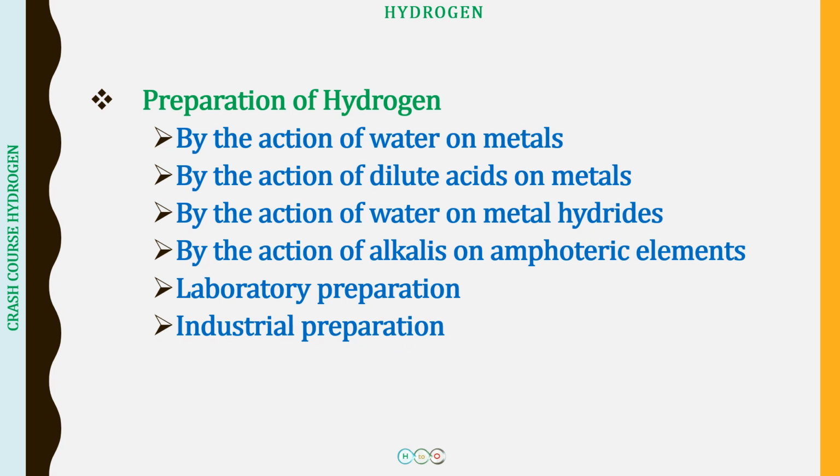Next we have the industrial preparation. Here some important reactions are the Bosch process, where we produce hydrogen from coal gasification, then from hydrocarbons. This is a very important reaction as far as your examination is concerned. And then there is the electrolysis of water that we have to learn. So all the reactions under these headings should be very clear to you, and then you will be able to do your questions very well.